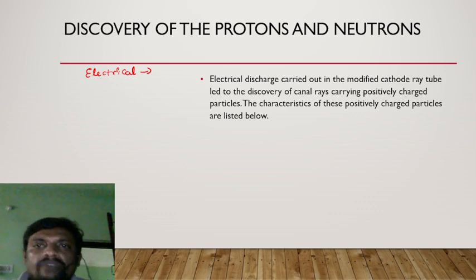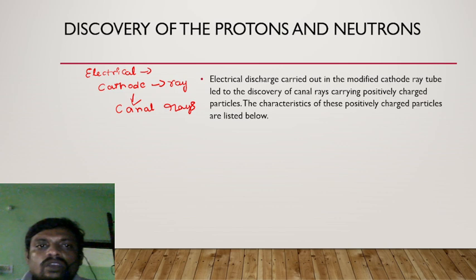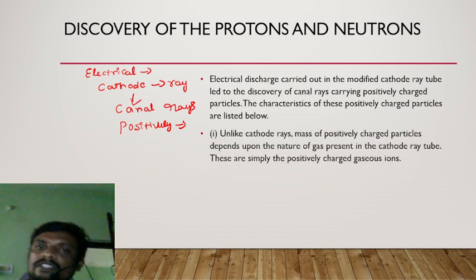Electrical discharge carried out in the modified cathode ray tube led to the discovery of the specific canal rays. These rays carry positively charged particles. The characteristics of positively charged particles are listed below. What are their specific characters?